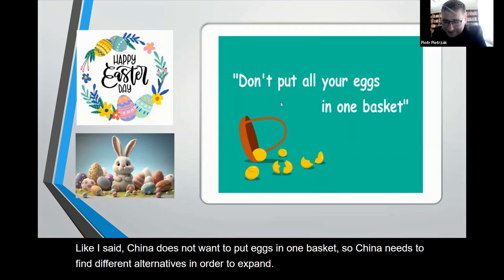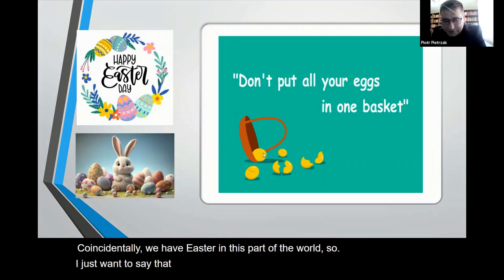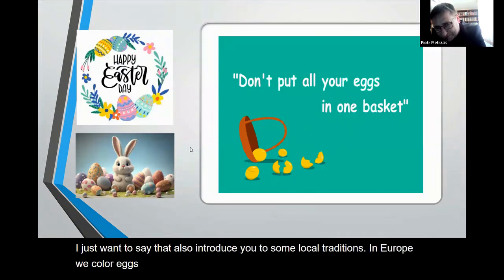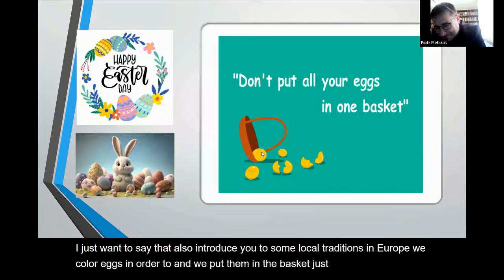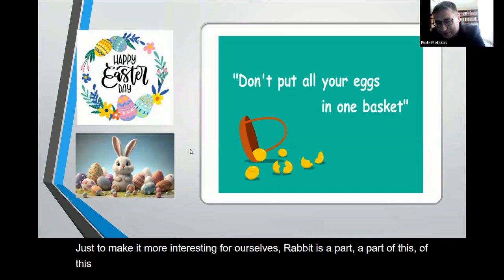Coincidentally, we have Easter in this part of the world, so I just want to introduce you to some local traditions. In Europe, we color eggs and put them in a basket, just to make it more interesting for ourselves. The rabbit is a part of this tradition. So we do like to put our eggs in one basket in Europe, but China definitely doesn't.